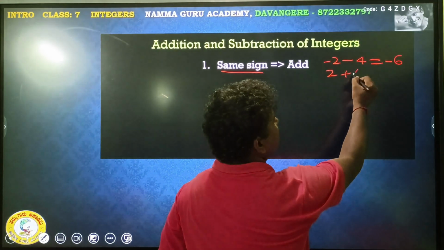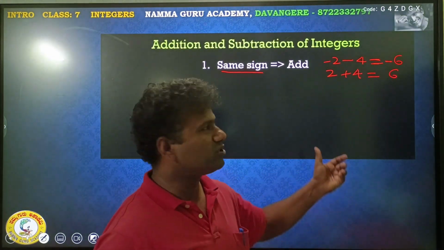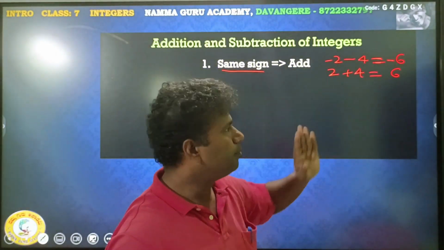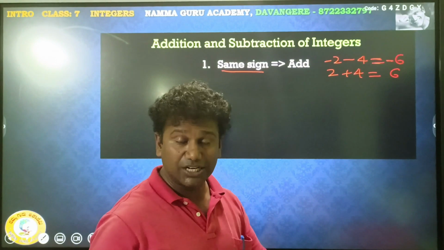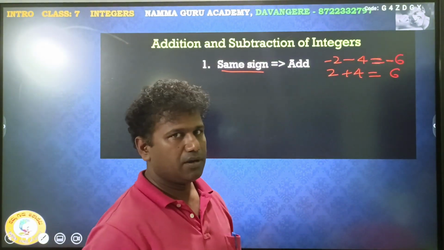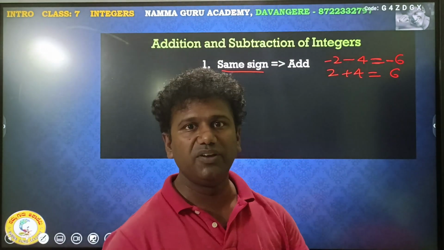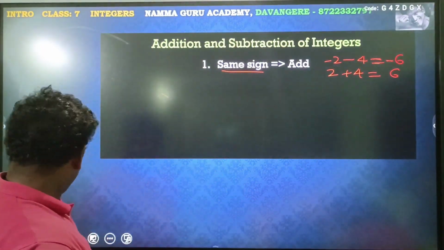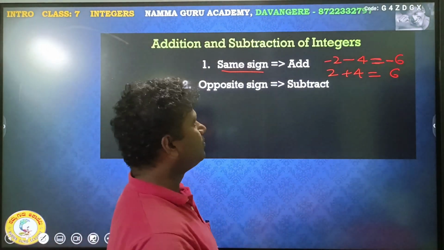If it is 2 plus 4, again we can write 6, but with the bigger number's sign. That means both numbers are having plus, so we are going to write plus. If there is no sign before any number, it is understood that it is plus. I hope you have understood. When both the numbers are having the same sign, we need to add. Then, when both the numbers are having opposite signs, at that time we need to subtract.